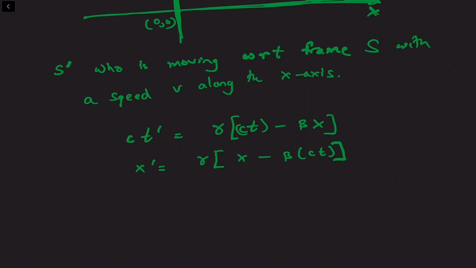Now, one important choice that we've made here is that we have taken the origin, that is t prime is 0, x prime is 0, in the frame S prime, to be the same as the space-time point t is 0, x is 0, as seen in the frame S.